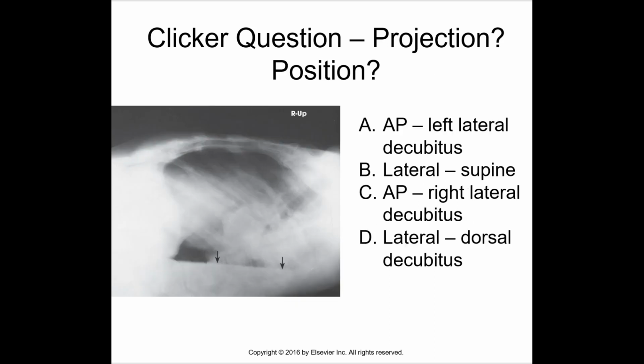Slide 89 here. Which position is this? So it's a lateral projection. So the answer is D, lateral dorsal decubitus, indicated with the right marker. And there's also pictures and description of this, page 518 in Merrill's.